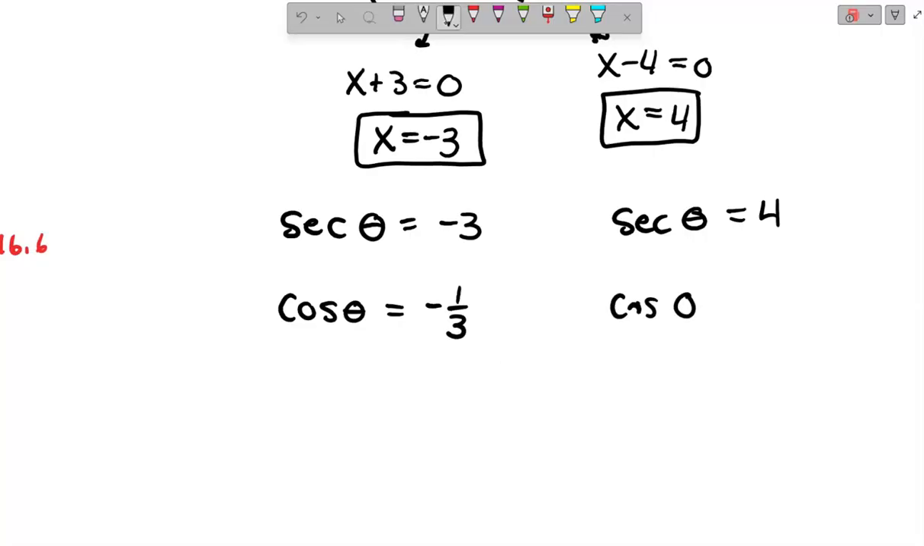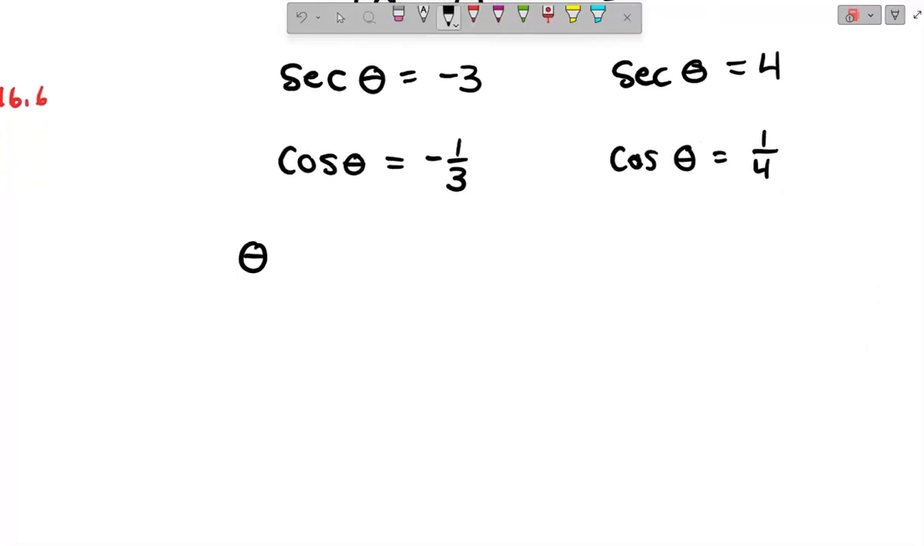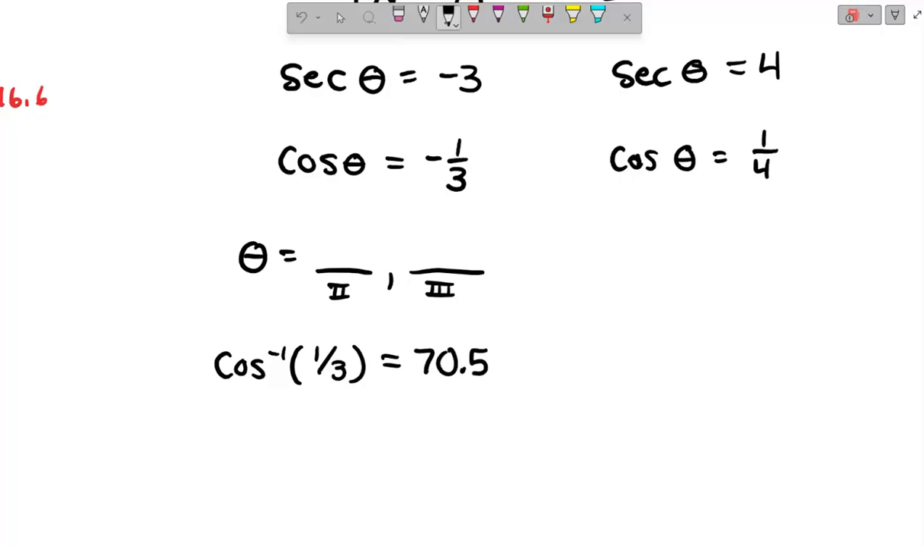And same thing over here. The reciprocal of secant is cosine. The reciprocal of 4 is 1/4. We have to treat these problems as two separate problems. So let's go over to the one on the left. Cosine is going to be negative in quadrants 2 and 3. When I go into my calculator to get the inverse cosine of, notice I'm writing positive 1/3 because I want my reference angle. Inverse cosine of 1/3 gives me 70.5 degrees. That means that my answer in quadrant 2 is going to be 180 minus 70.5, which is going to be 109.5. That's my first answer.